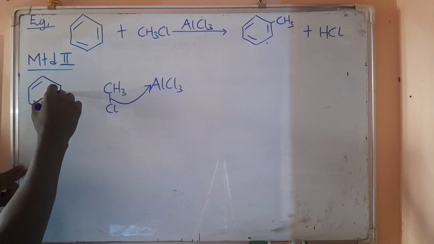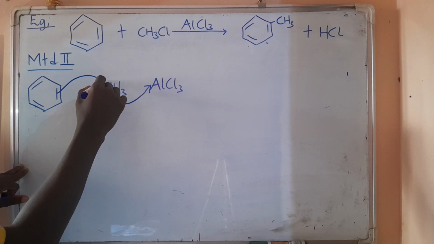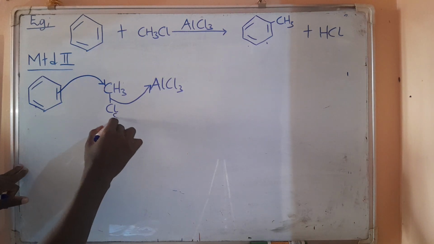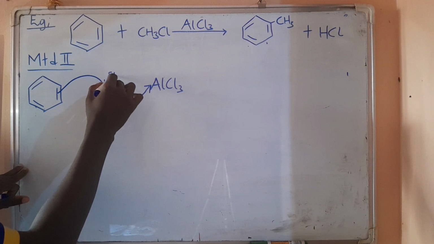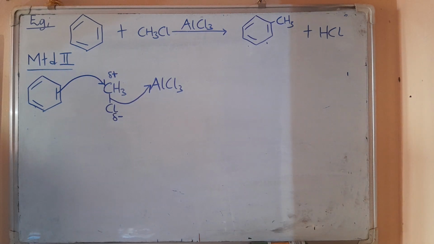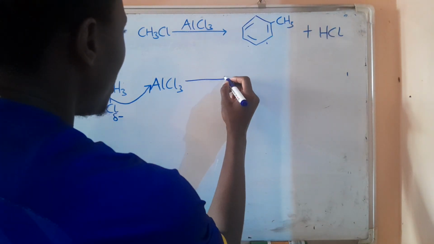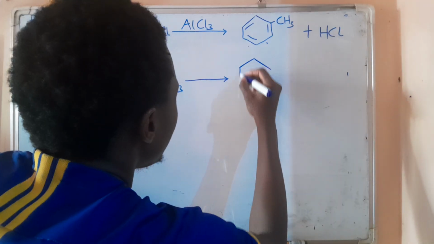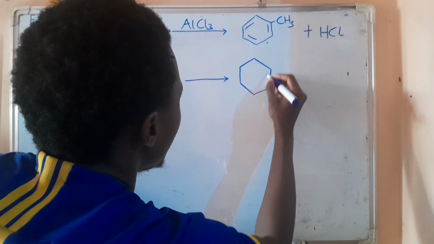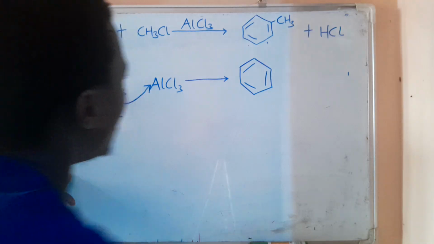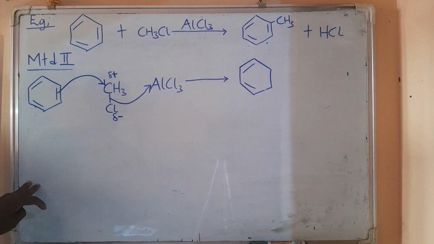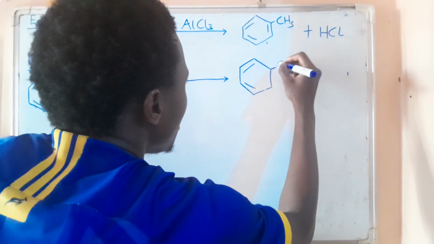Since it is electron deficient, benzene is electron rich, it can donate to the methyl group. So this has a partial negative charge and this has a partial positive charge, indicating that it was electron deficient after chlorine taking electrons. Now we form the following. So we have our benzene ring. The benzene ring, now it bonds, this bond has been broken, so it is not part. So it bonds with a methyl group.